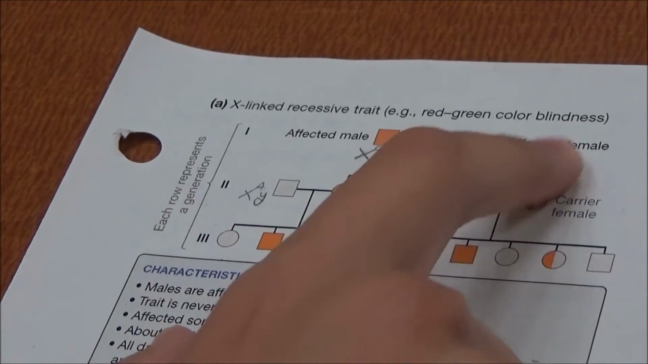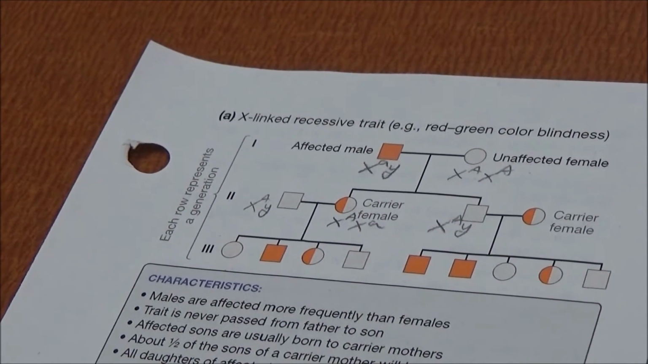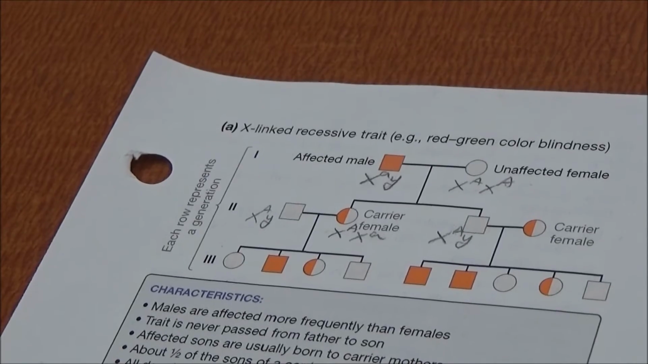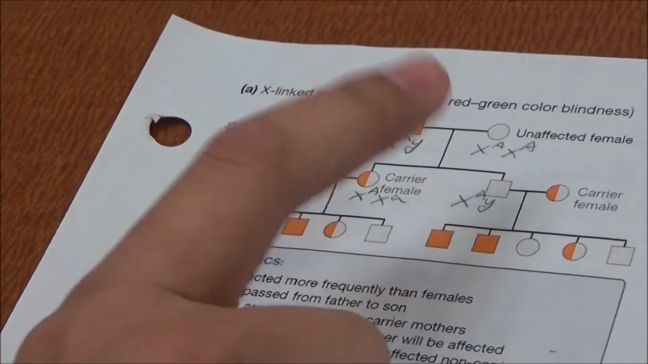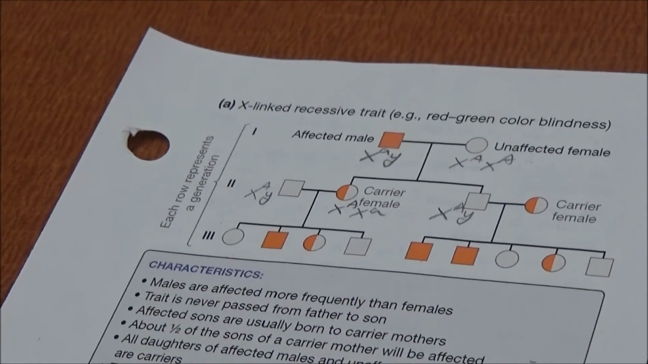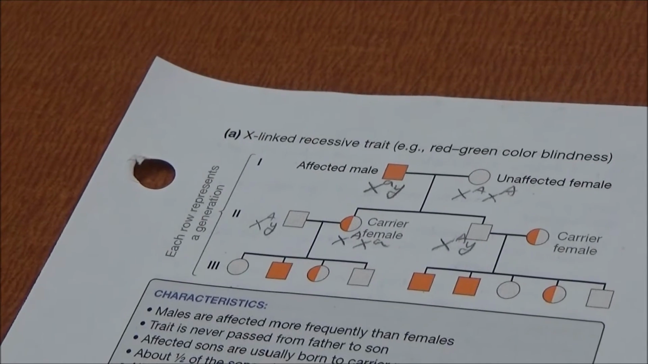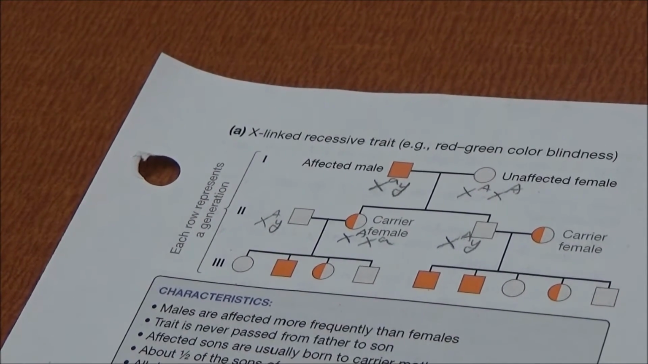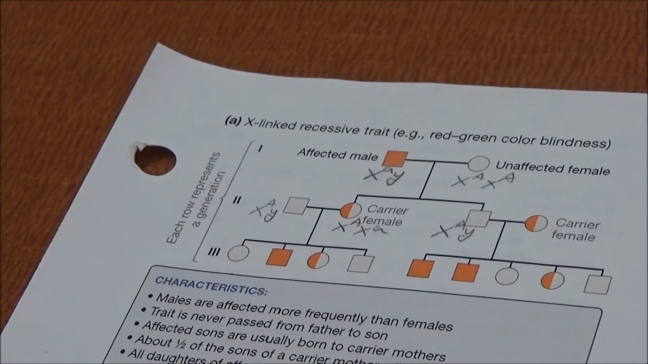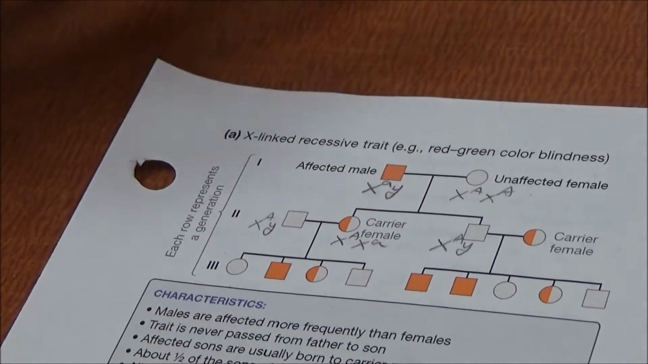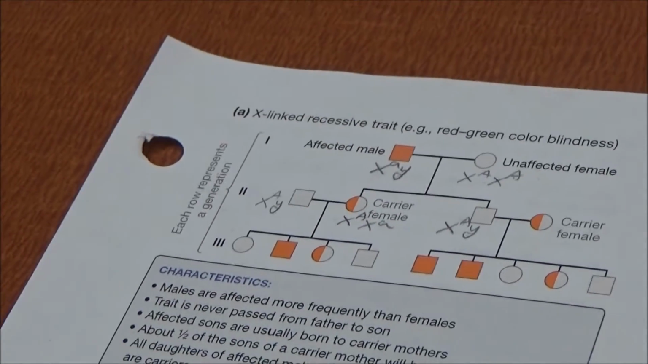Because this female is unaffected, you know she has at least one dominant allele, but because neither of her children are affected, she must be homozygous dominant for the trait. Also, all of her daughters must be carriers because they will get one recessive allele from their father.